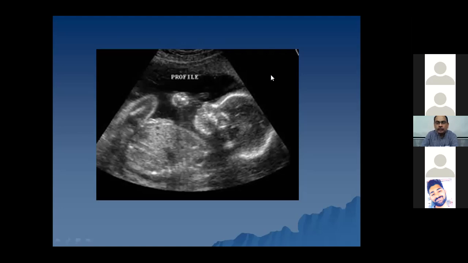Here you can see a static image from a fetal well-being examination, ultrasound of a fetus. This is a sagittal image. You can appreciate the head, the neck, the abdomen, including the chest and part of the lower limbs. These are the part of the upper limbs. Again, a normal examination.